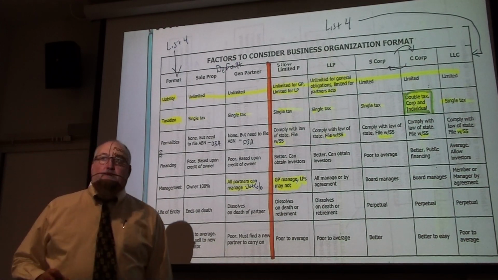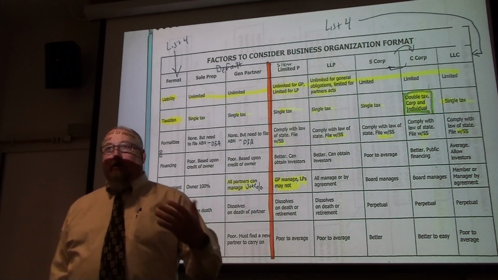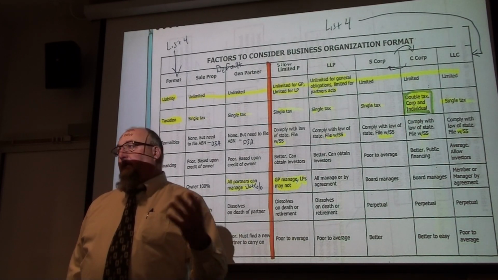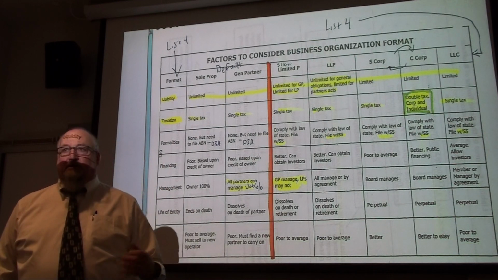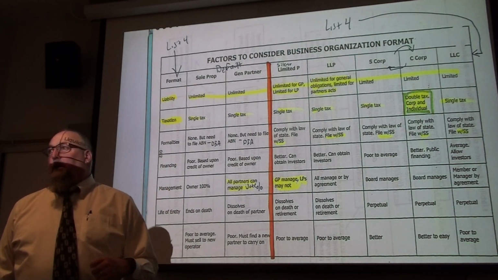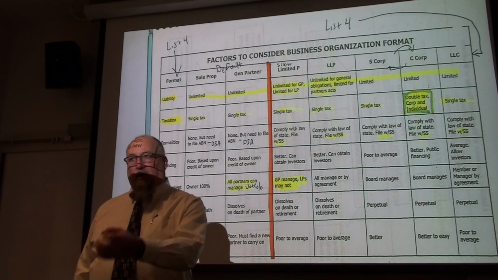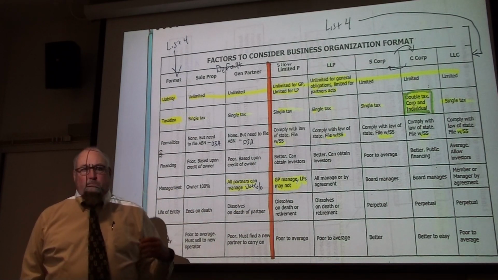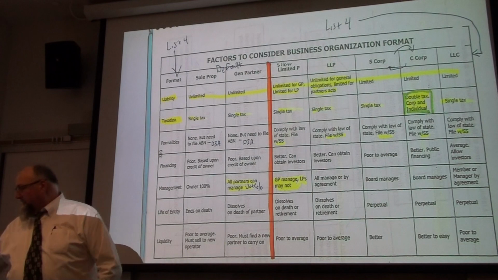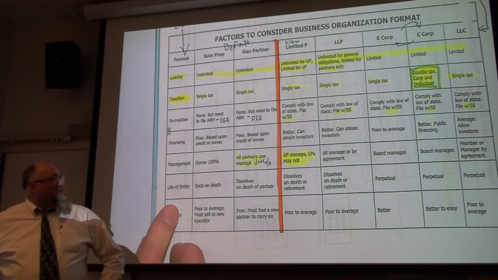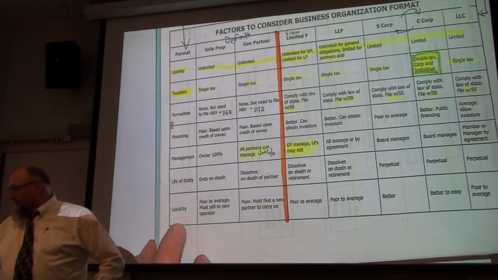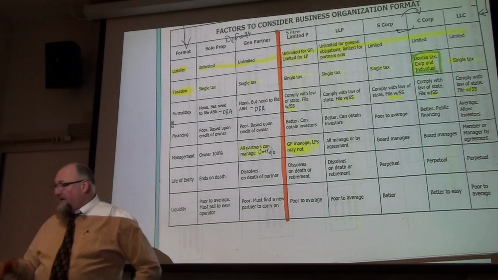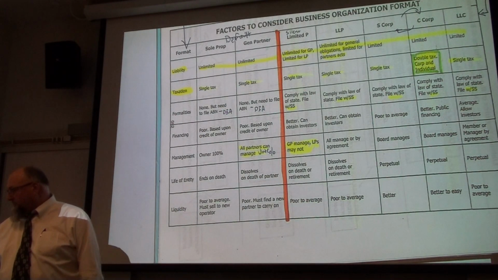Management, how is management organized? Can the owners engage in management or not? Are you going to have a management team? Is everybody going to get to vote? How are we going to have officers like a president or a chief executive officer? All of those issues. How long will the business last? And then finally, that's life of the entity. Does it go away when somebody dies? Do you have to start all over again?